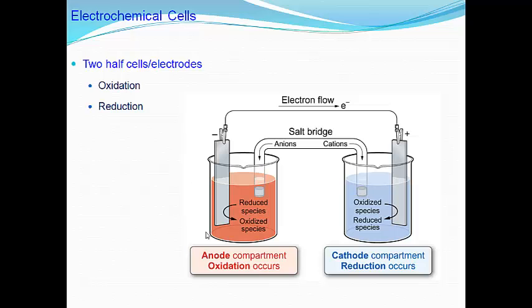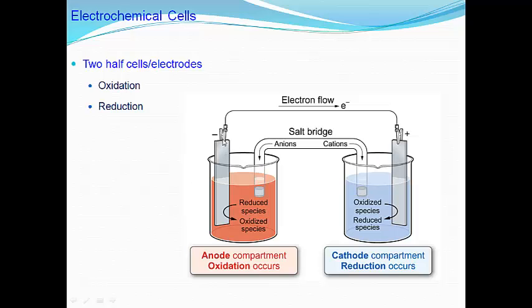So overall, electrochemical cells have this basic setup. We have effectively two half cells or electrodes that are separated electrically from each other, but are connected ionically or electrolytically with each other by a salt bridge. The salt bridge allows for the passage of ions to maintain a balance of charge in the overall electrochemical cell, or in each half cell.